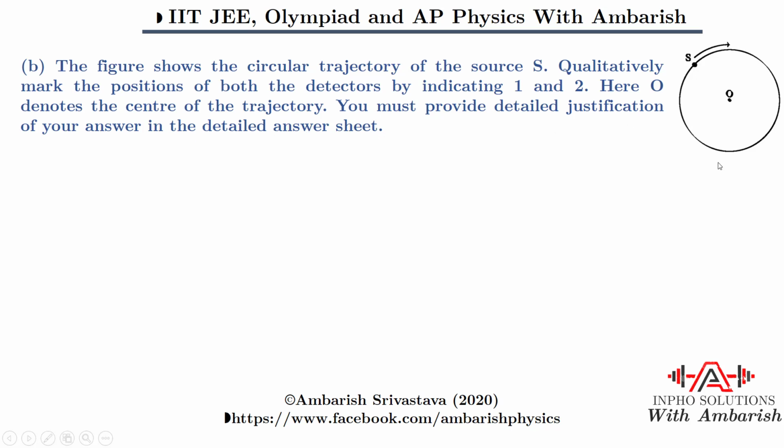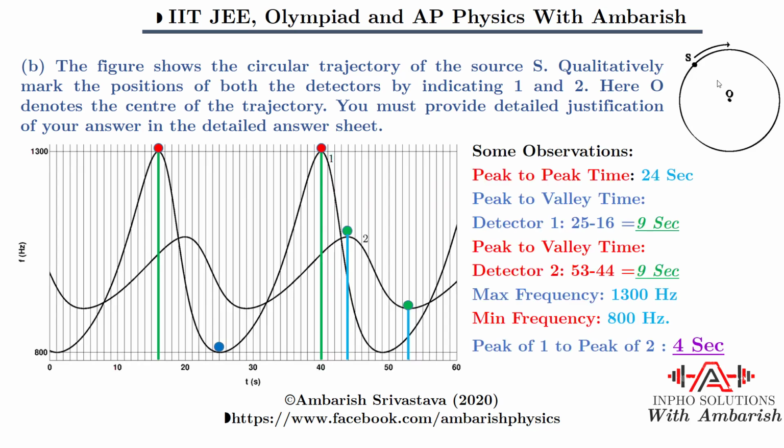So now this was a very tricky part. We have to decide whether both detectors are inside the circle or both detectors are outside the circle, or they are on the periphery, or one is outside and one is inside. So this is what we need to conclude by logic. So we'll see one by one how we can find out where the detectors are actually located. So now let's look at the graph more carefully, and let's list out some of the observations that will help us in analysis. So what are some of the observations?